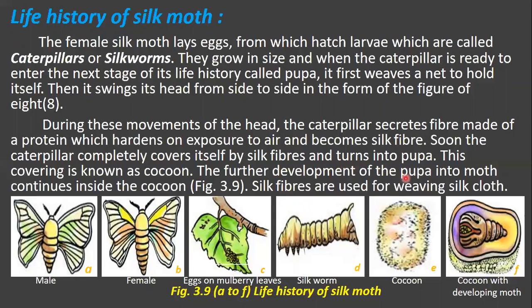The further development of the pupa into moth continues inside the cocoon here. See children, here it has been shown in the figure, and silk fibers are used for weaving. The silk moth. These are both the adult silk moths, male and female. These are the eggs on the mulberry leaves. Next is a silkworm cocoon, and then a cocoon with the developing silk moth.